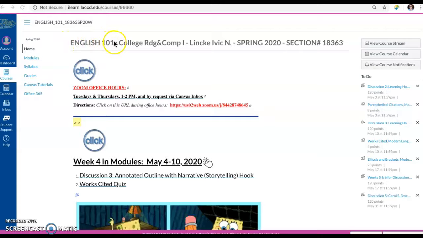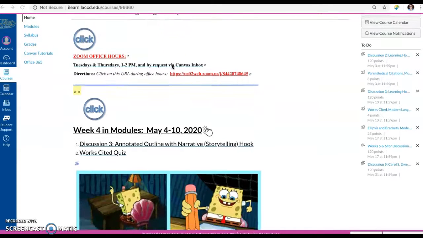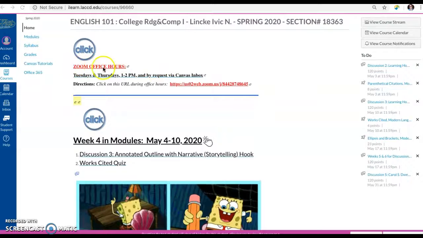Our English 101, College Reading, and Composition 1 course. And what do we have on our bulletin board? We have my Zoom office hours, Tuesdays and Thursdays 1 to 2 p.m. and by request via the Canvas inbox over here. And we have the directions for how to contact me during office hours. Click on this URL during office hours and it's right here.